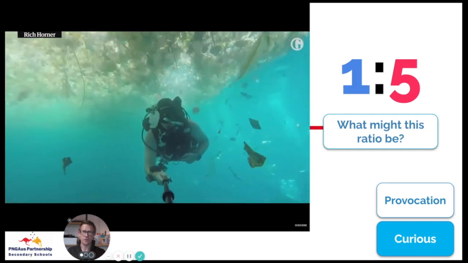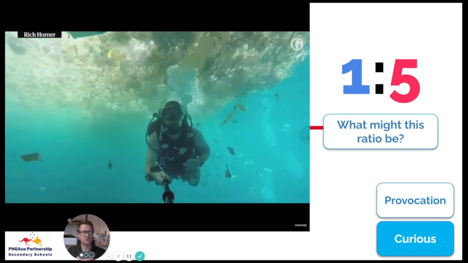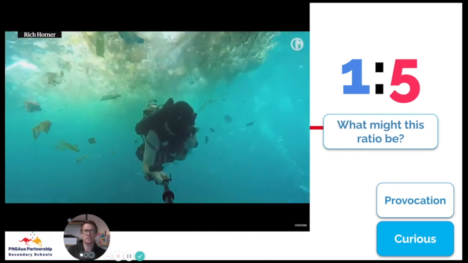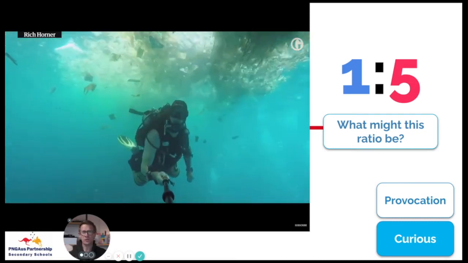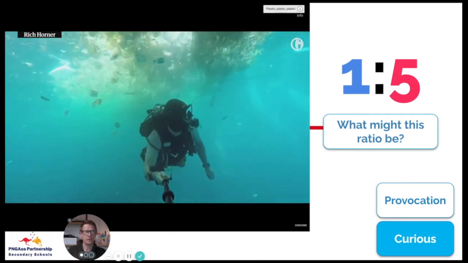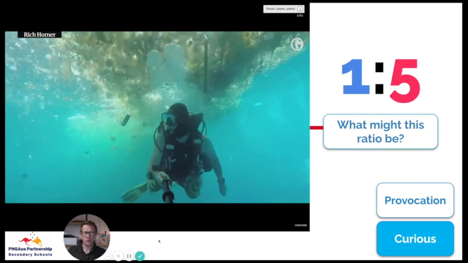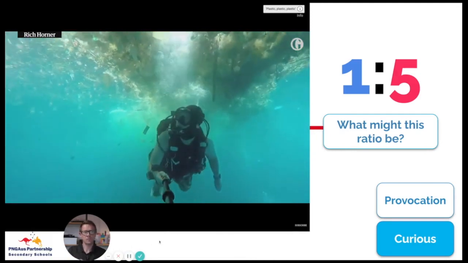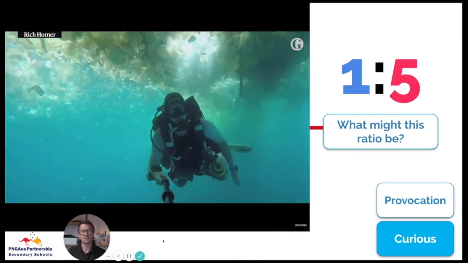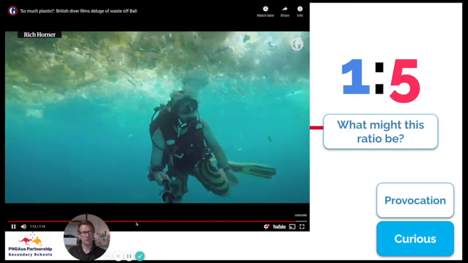What about this ratio? So 1 to 5. Perhaps you're thinking, what could that perhaps be? So start your questions bubbling away. What could that be, the ratio of 1 to 5? How could that be connected to the video in some way?